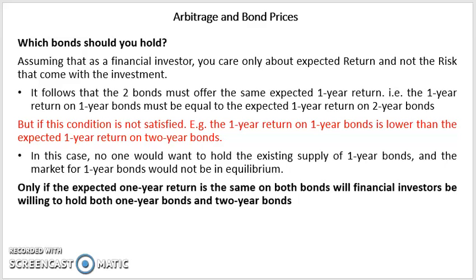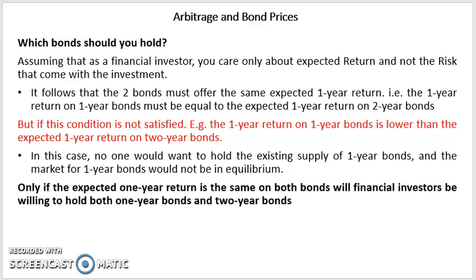But if this condition is not satisfied, for instance, if the 1-year return on the 1-year bond is lower than the expected 1-year return on the 2-year bond, then no one would want to hold the existing supply of the 1-year bond, and the market for the 1-year bond would not be in equilibrium. The expectation is that it will give a lower return in 1 year compared to a 2-year bond, meaning that you can just hold a 2-year bond and sell it at a higher price in 1 year instead of just keeping a 1-year bond that will mature in a year.